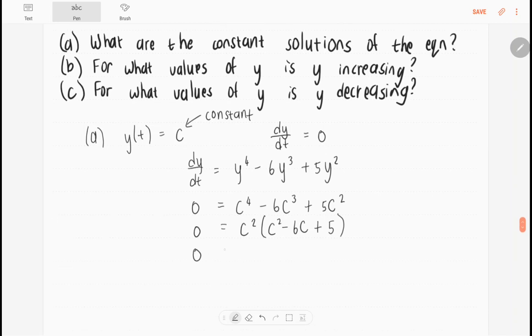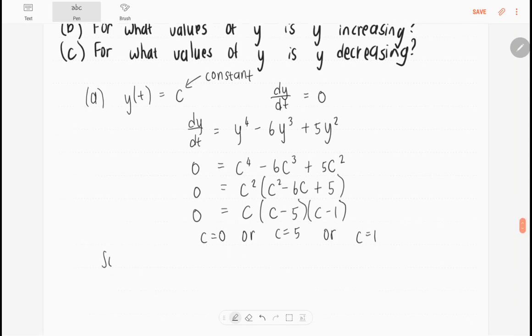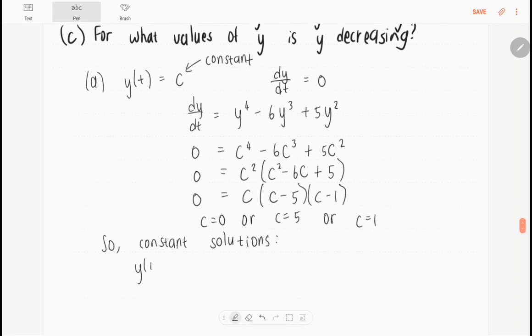I'm going to factorize that further. So it's c squared, then we have c minus 5 multiplied by c minus 1, which means that c can be 0, or c can be 5, or c can be 1. So, the constant solutions will be that y of t is 0, or y of t is 5, or y of t is 1.